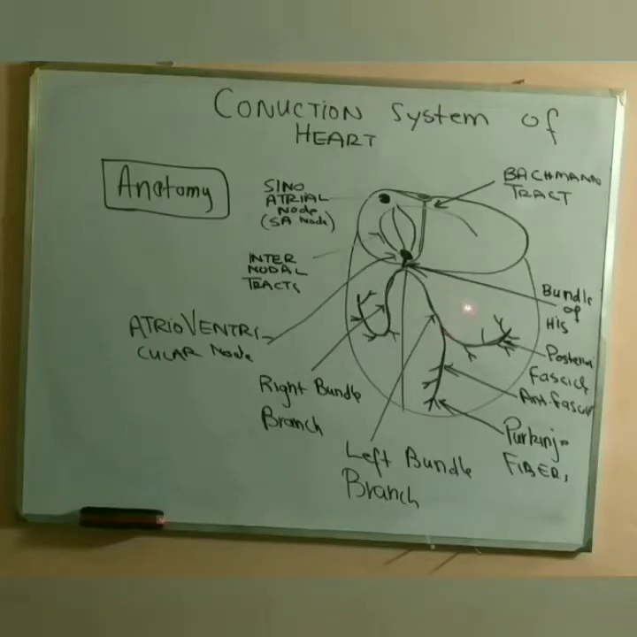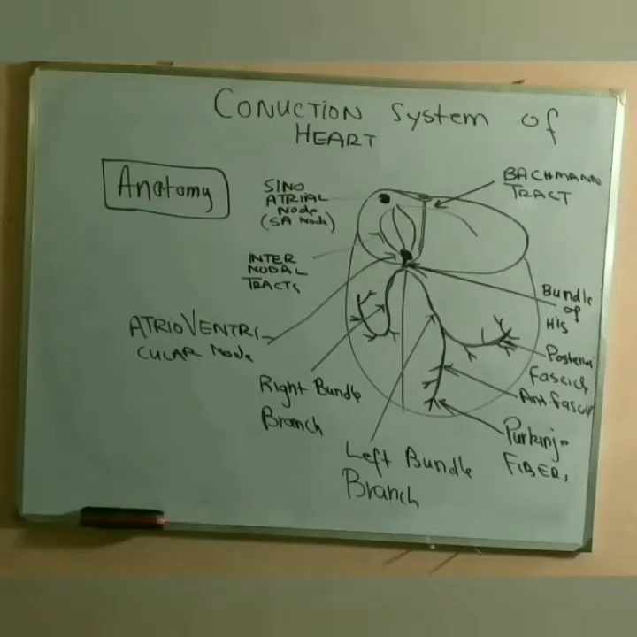Now the left posterior fascicle, the anterior fascicle and the right bundle branch have certain fibers at their end. These fibers are known as Purkinje fibers. These are the last part of the conduction system, which are embedded into the ventricular muscles. So it all starts anatomically from the SA node and ends all the way up to the Purkinje fibers. So this is the anatomy of the conduction system of the heart.